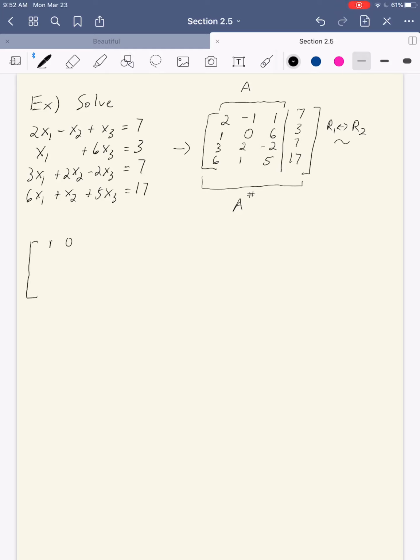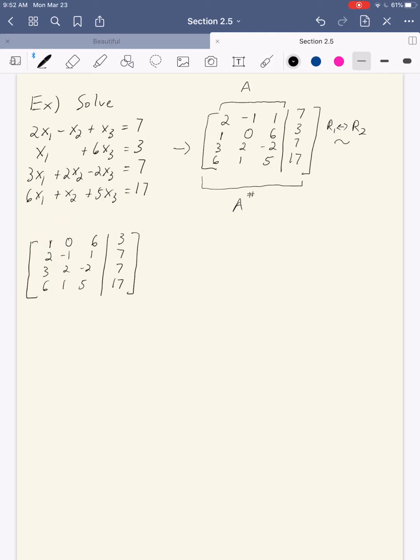All right, so let's see what we get there. We get 1, 0, 6, 3, then 2, negative 1, 1, 7, and then everything else stayed the same, 3, 2, negative 2, 7 and 6, 1, 5, 17. All right. Now, since we've got our leading one there, we need to clear out everything below it.